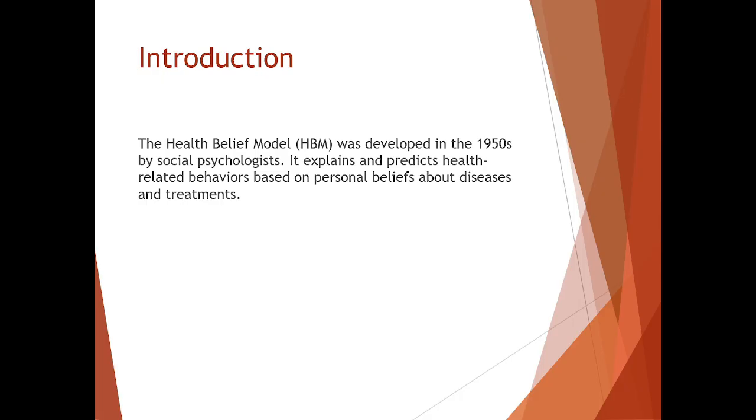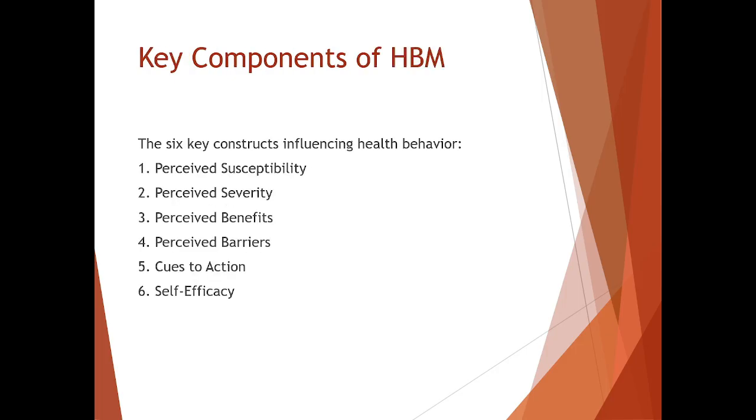Now, before we go further, this health model has six major components. The health belief model has six major components that influence generally the way people perceive or respond to certain illness, disease outbreak, or infection outbreak. The first component is perceived susceptibility, the next is perceived severity, perceived benefit, perceived barrier, cues to action, and self-efficacy.